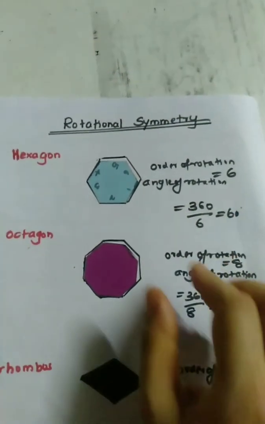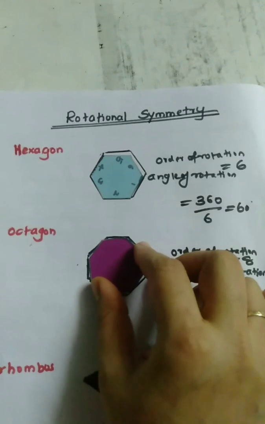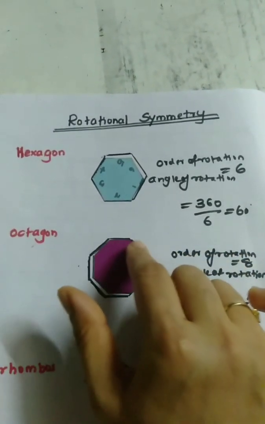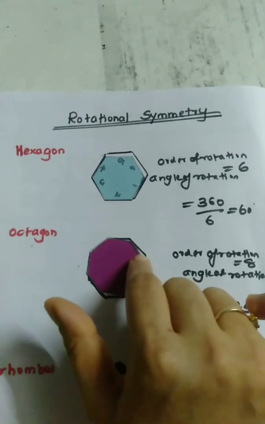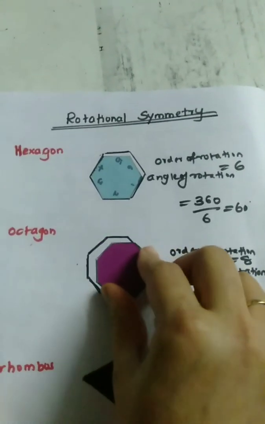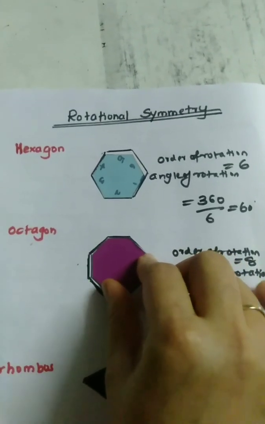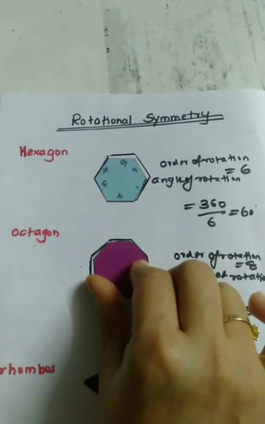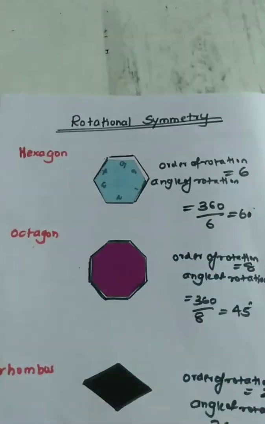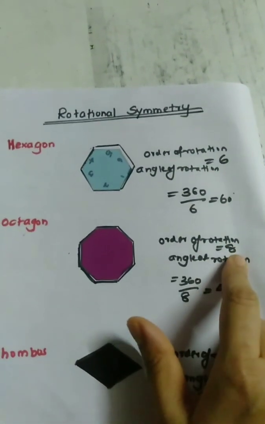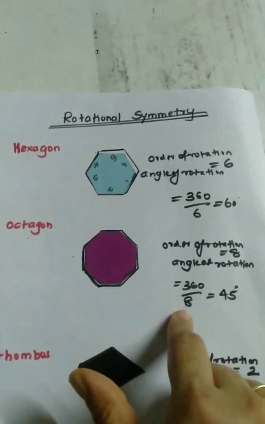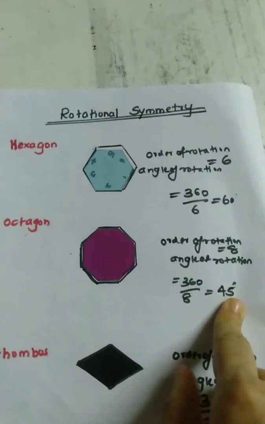Okay, let's take one more regular polygon, that is the octagon. Regular polygon means a polygon with all the sides of the same length. This side's length is the same as this side, and similarly all the sides have the same length. Now I will give one rotation here, the figure looks the same. Similarly, I will give one more rotation, the figure looks the same. So the order of rotation is 8 here, 8 rotations I can give. The angle of rotation is 360 divided by 8, that is 45 degrees.